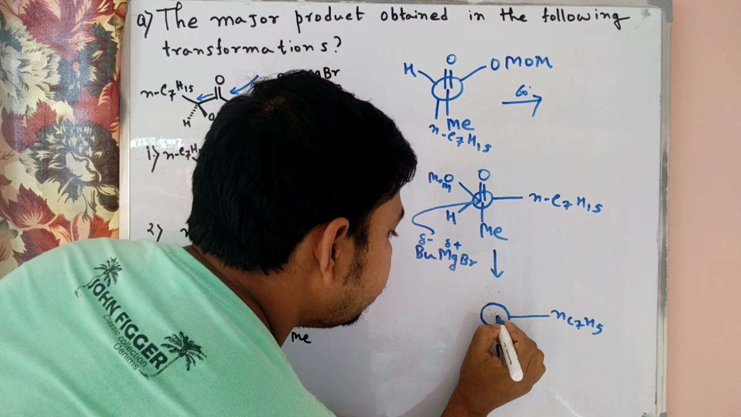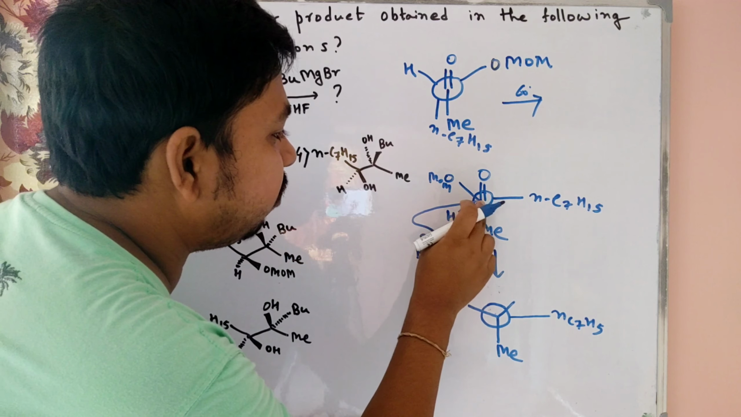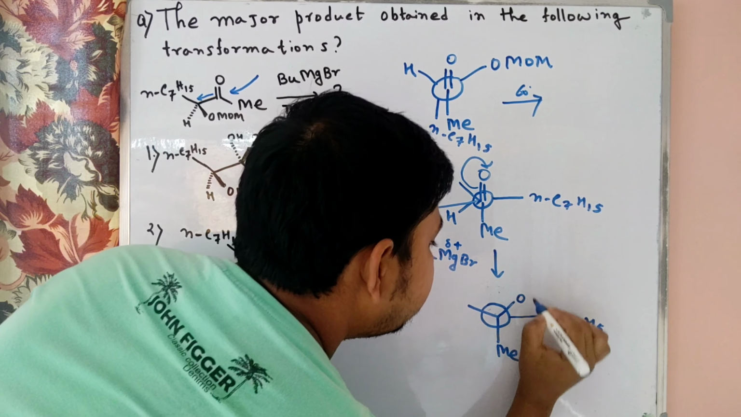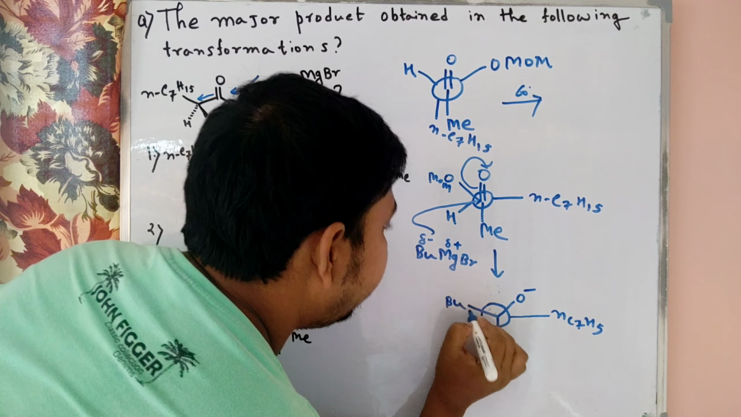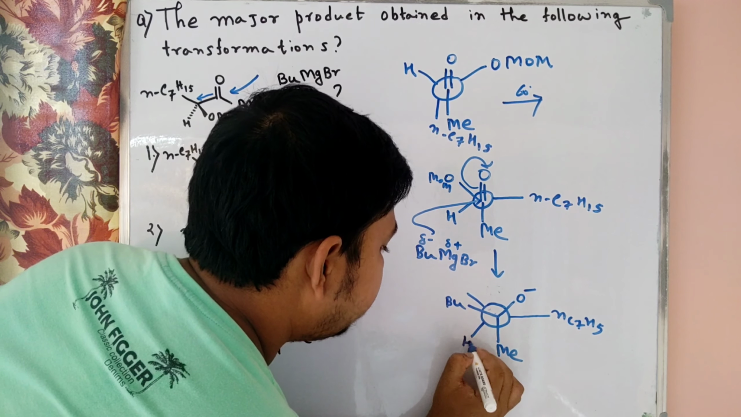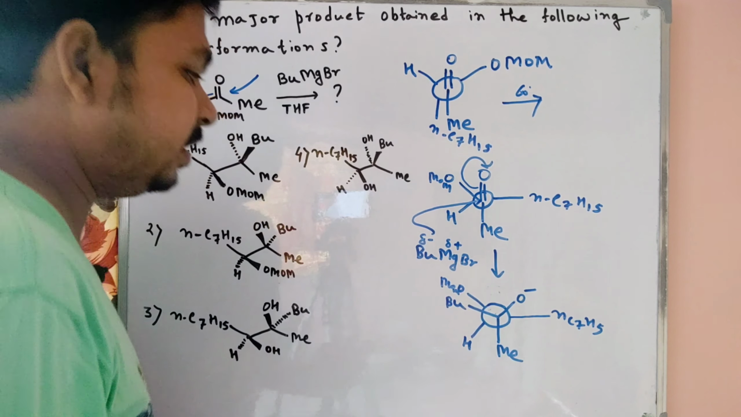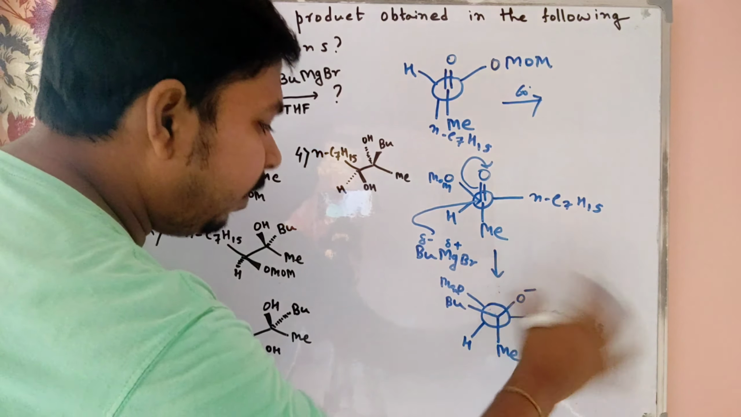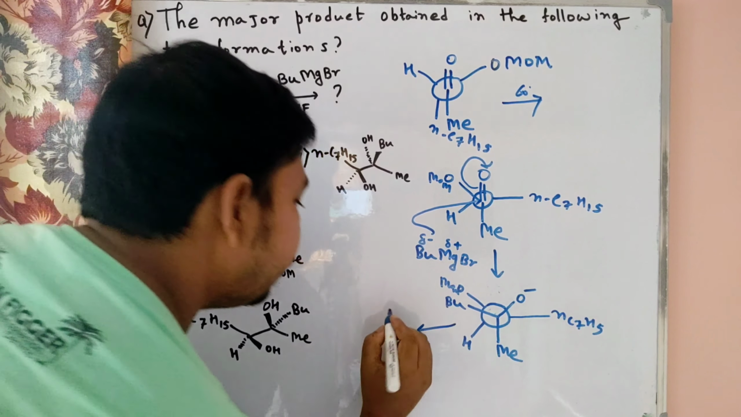Now this form is also converted into an eclipsed form, because the attack is on that side, so the O is removed. When it opens, O minus is formed and the butyl group attacks here, and our back carbon atom remains the same. Hydrogen is present here, OMe is present here. Now our target is to convert this into the eclipsed form.